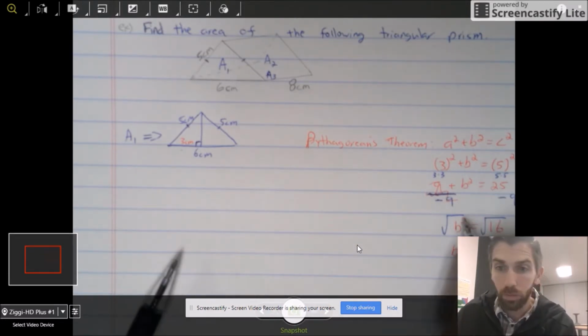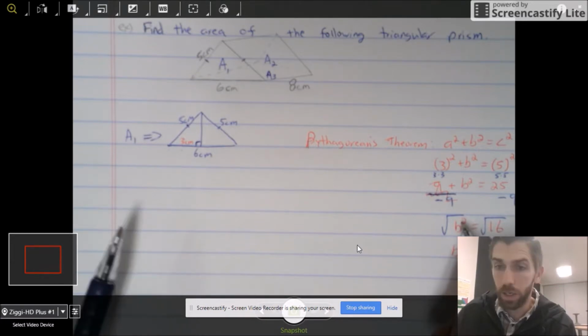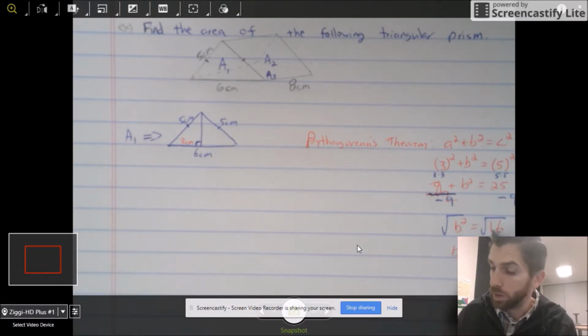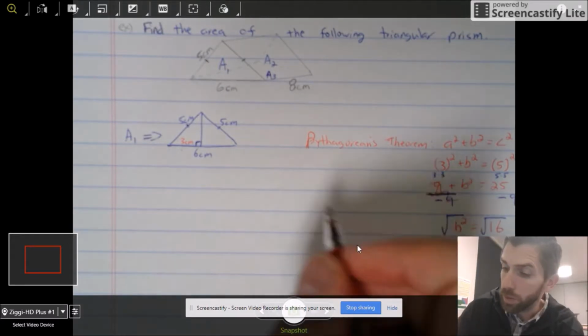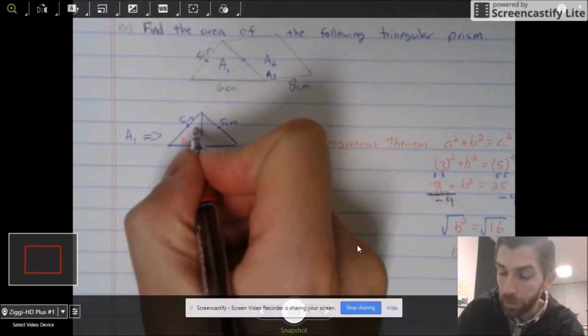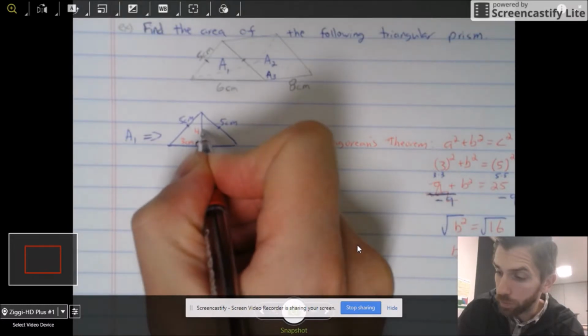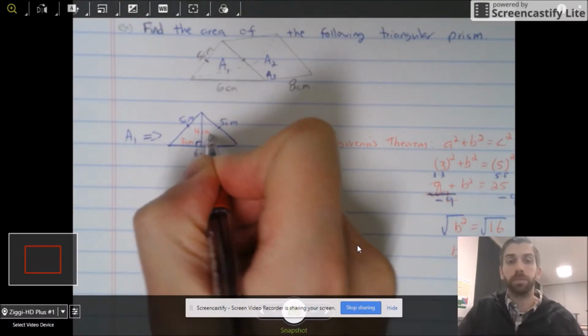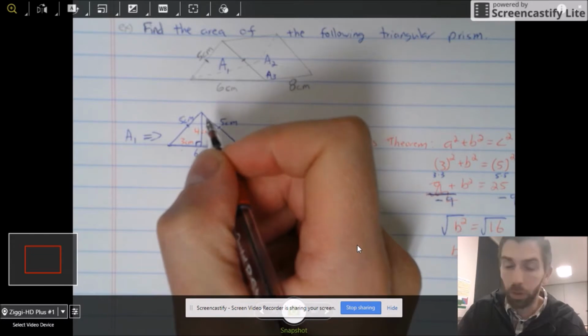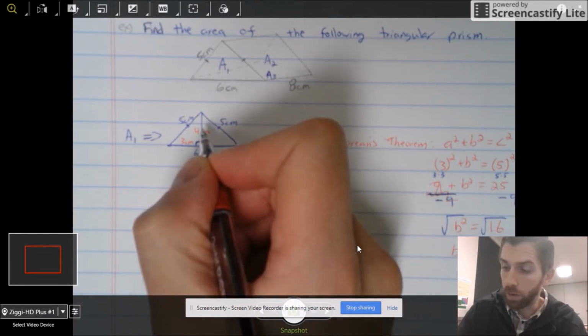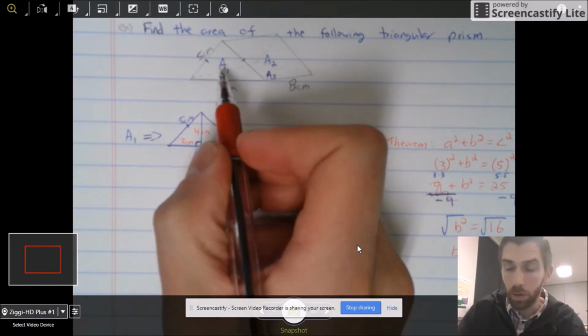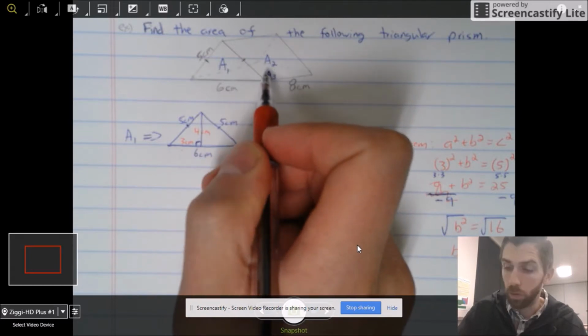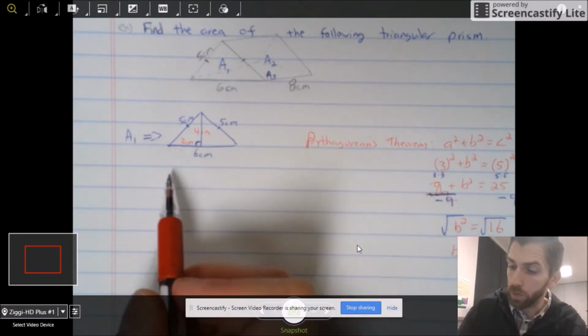The square root of B squared is B. The square root of 16 is 4. So I know that my missing side on this triangle here is 4 centimeters. That was the most difficult part of this problem. Now I can solve the area of A1, A2, and A3, which I'm going to do right over here. So let's do A1.